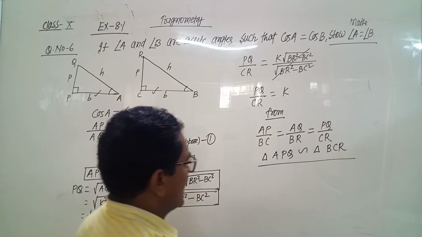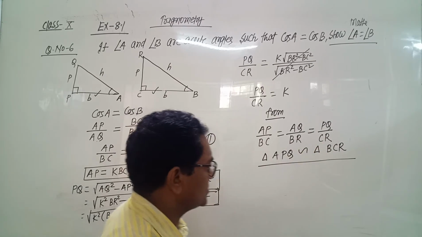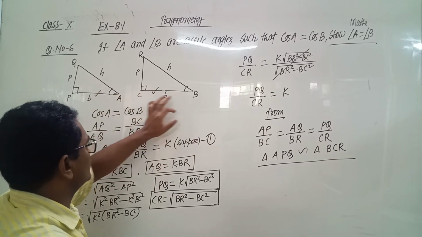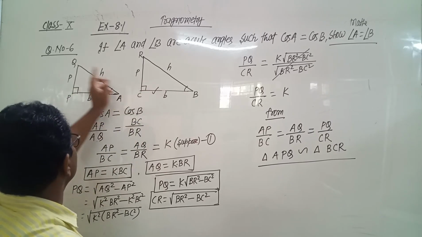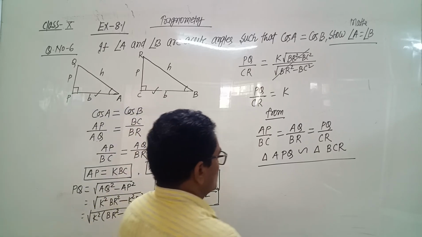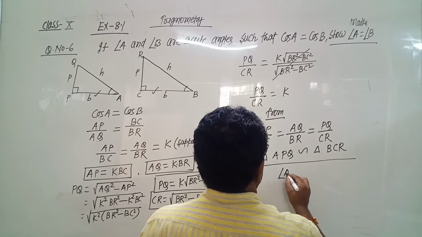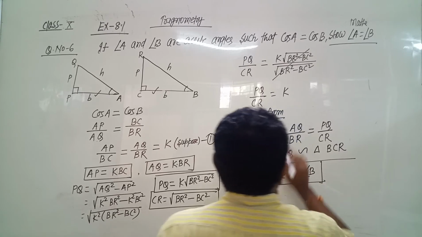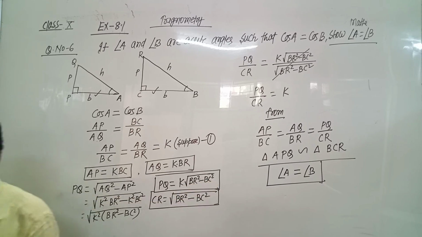If the ratio of the sides are in proportion, then the triangles must be similar. And if the triangles are similar, then the corresponding angles must be equal. Angle A equals angle B, angle P equals angle C, angle Q equals angle R. So by the axiom of similar triangle, since the triangles are similar, their acute angles must be equal. So we have to show that angle A equals angle B. So it comes angle A equals angle B.